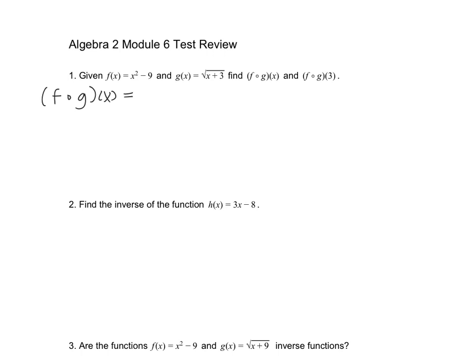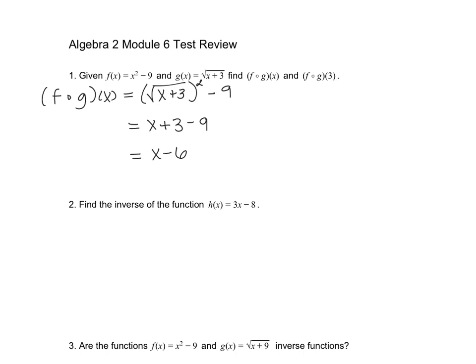So with compositions, the second function always gets plugged into the first, which means I'm going to replace the x in x squared minus 9 with my equation g. So we're going to start off with the square root of x plus 3 squared minus 9. Now when we square root, they cancel, so I'm left with x plus 3 minus 9. And after combining like terms, we get x minus 6. So that's our equation f of g of x.